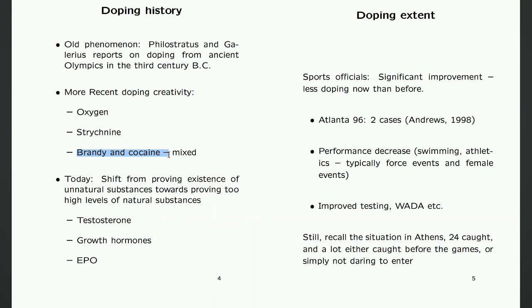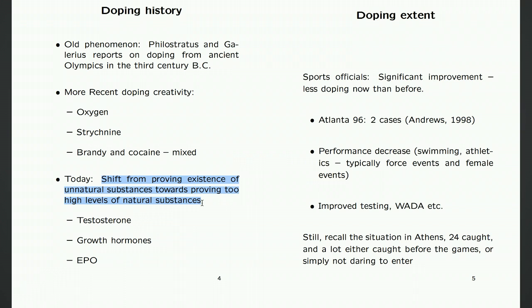But in these latter years we've seen a shift from proving the existence of unnatural substances towards proving too high levels of natural substances. And of course this is kind of tricky, isn't it? In the old days you added some artificial substance to the body to perform better.